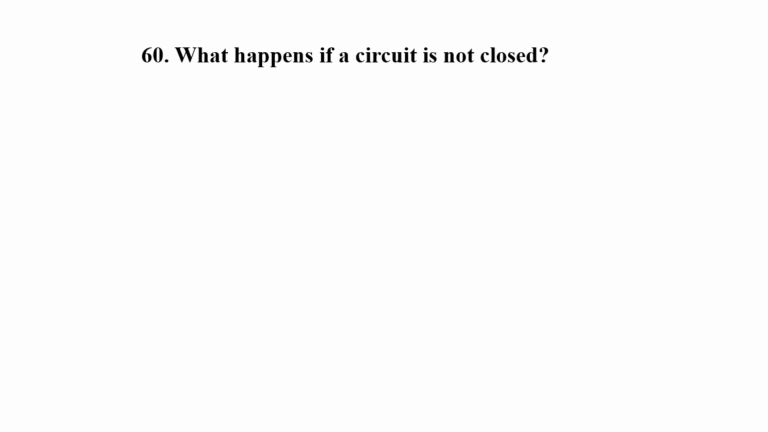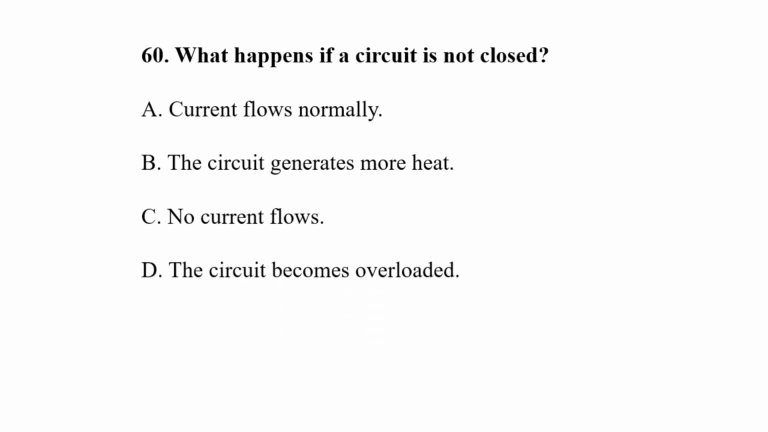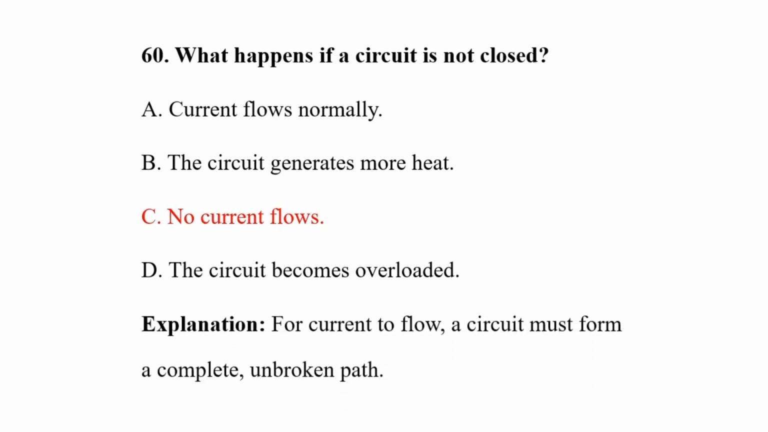Question number 60. What happens if a circuit is not closed? A, current flows normally. B, the circuit generates more heat. C, no current flows. D, the circuit becomes overloaded. The answer is no current flows. For current to flow, a circuit must form a complete unbroken path.